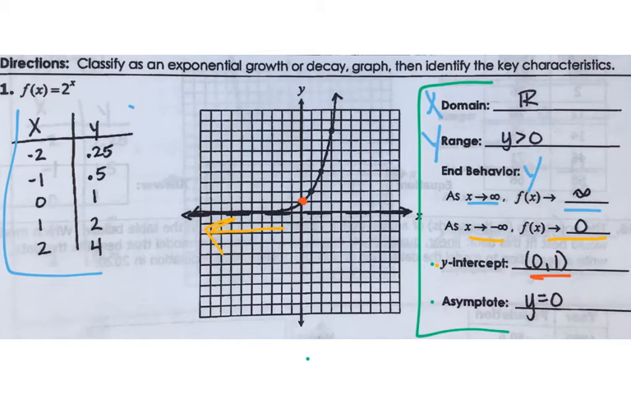And finally, your asymptote, we've already talked about that it is on the x-axis, which is where y equals 0. So that is where your asymptote will be, where y equals 0. You're always going to write your asymptote equal to y. Okay, so that's a quick little overview of that.